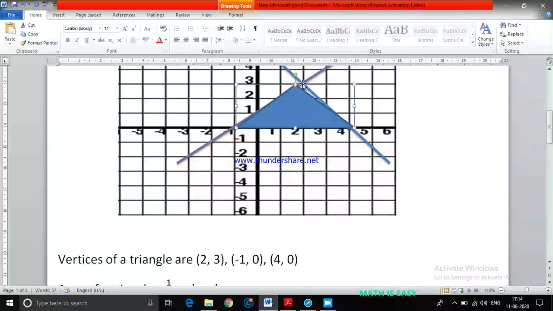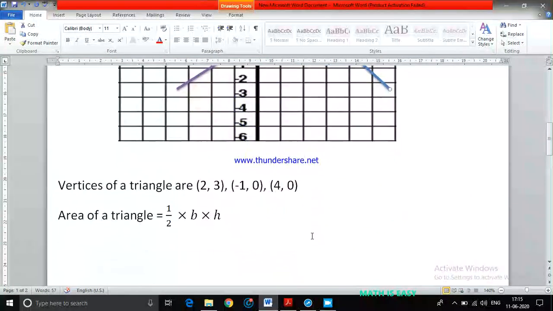I think everybody knows. So what are the coordinates here? What are the coordinates here? And what are the coordinates here? So those are the vertices of the triangle. Now the next thing they ask is the area of the triangle.